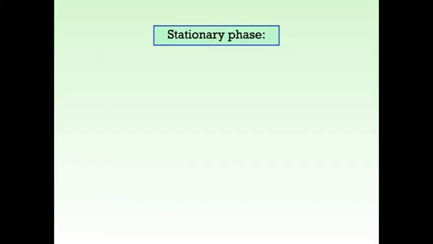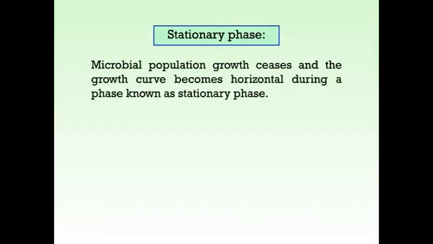Then the population of microorganisms is considered to be most uniform in terms of chemical and physiological properties during this phase, and hence exponential phase cultures are usually used in biochemical and physiological studies. So in the stationary phase, microbial population growth ceases and the growth curve becomes horizontal during a phase that is known as the stationary phase.